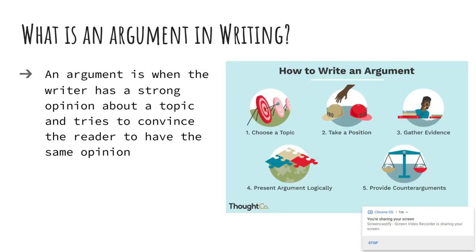It's similar to when we're talking about an argument in writing. So, if there's an argument in a piece of writing, it's when the writer has a strong opinion about a topic and tries to convince the reader to have the same opinion. So, they're doing more than just giving us information. They are using that information to persuade us, to make us believe the same thing that they believe.